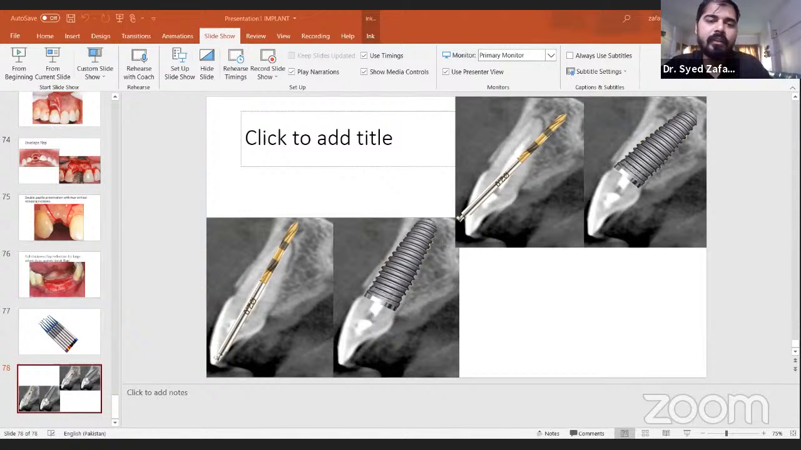Now, how much is this? I am assuming from bone level to canal, this is 20 mm. We subtract 20% from it, so almost 16 mm is safe. Then we minus the 2 mm safe margin, and 14 mm is safe.